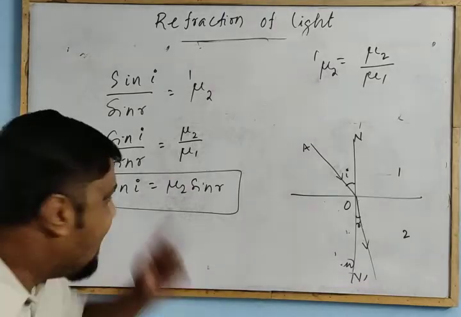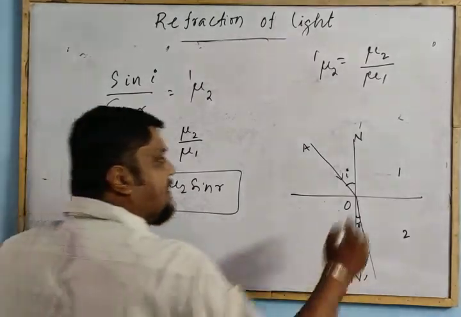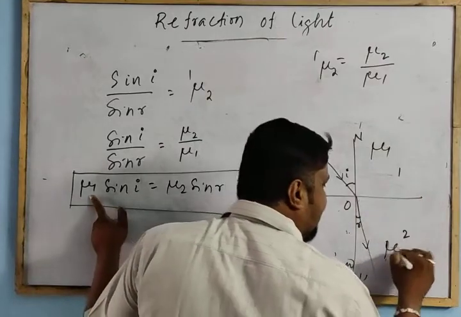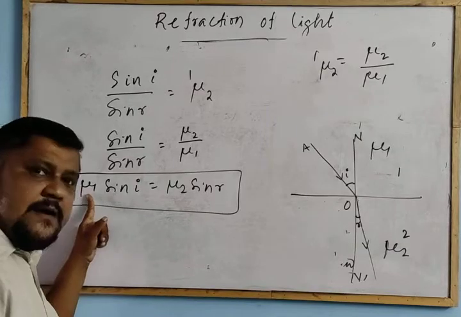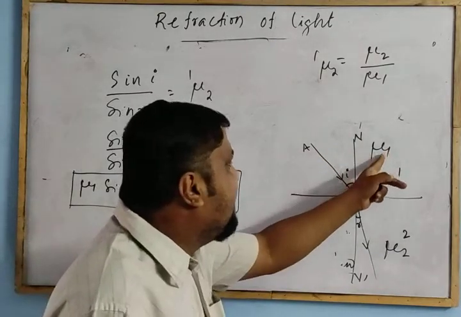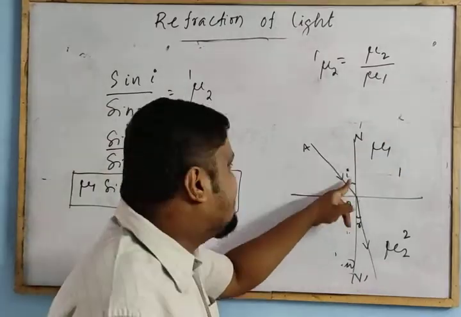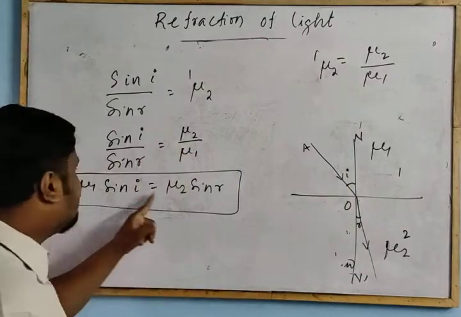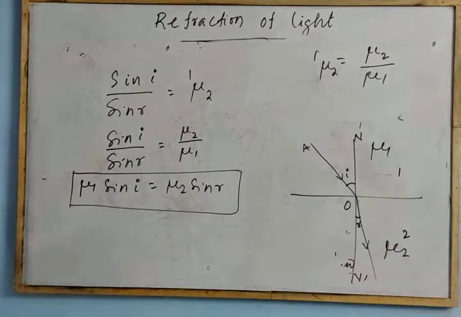Second law means Snell's law. Absolute refractive index of medium 1, absolute refractive index of medium 2. Mu1 into sine of angle of incidence: in medium 1, whose refractive index is mu1, the incident ray is there and it makes an angle I. So mu1 sin I is equal to mu2 sin R. This is from Snell's law.